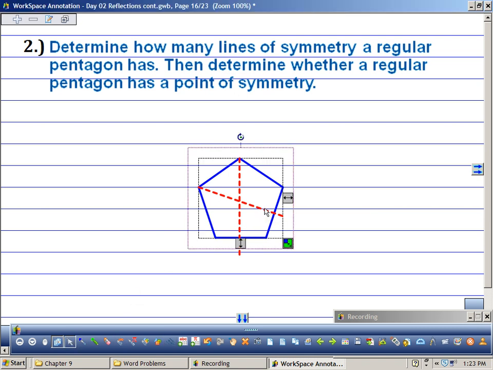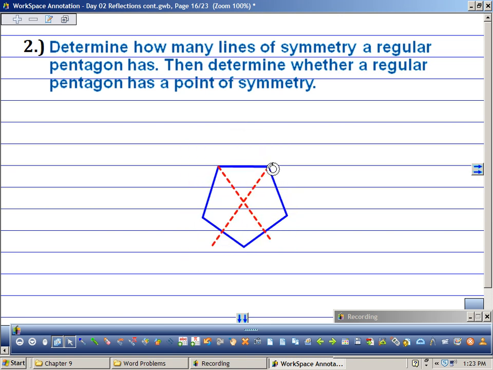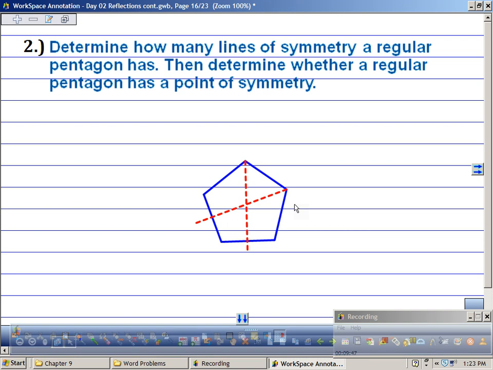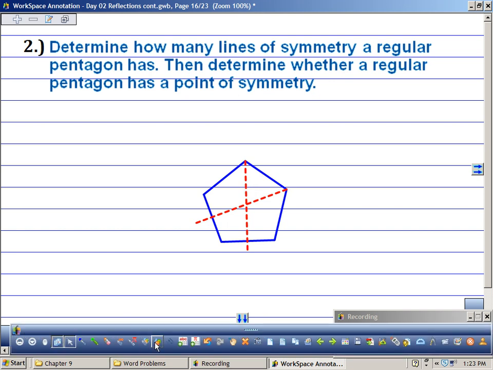Really? I think so. I can. Is it symmetrical? Right? So what do you think is going to happen if I keep turning it? How many is it going to have? 5. Good job, guys. It will have 5 lines of symmetry.